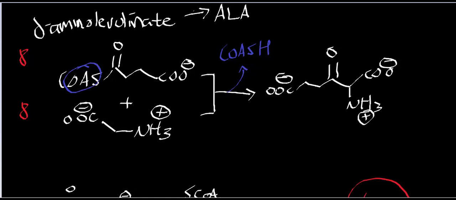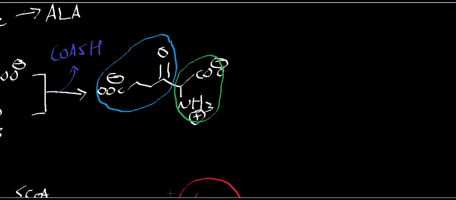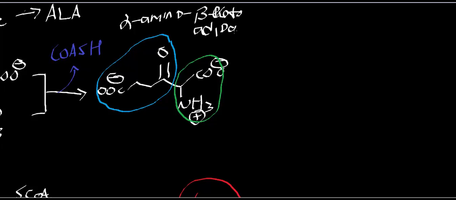If we look at it, you can see the glycine right here, and then over here is the succinyl group. So you can see the individual components still in the molecule. And let me go ahead and write this. This is alpha amino beta keto adipate. And this is just an intermediate.